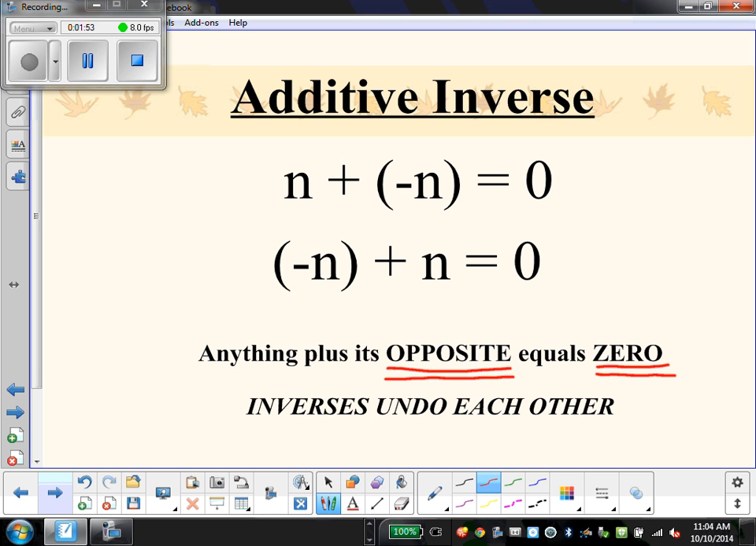So basically, inverses undo each other. Just like if you invert a process, you go backwards through it, or reverse. You undo what you just did. So inverses undo each other. So when you have a positive and a negative, they essentially cancel out to 0.